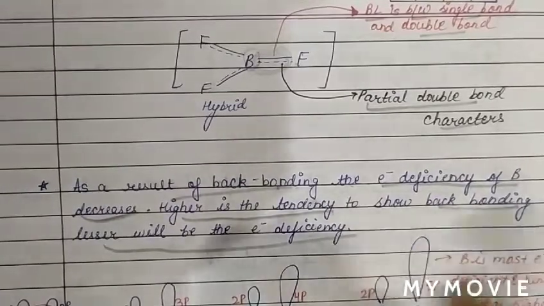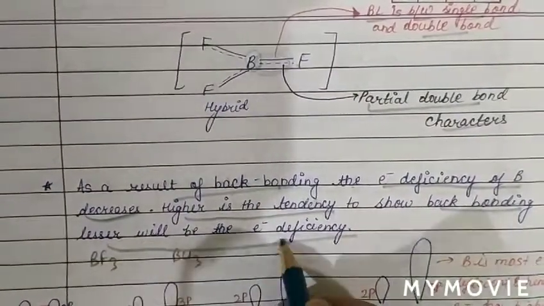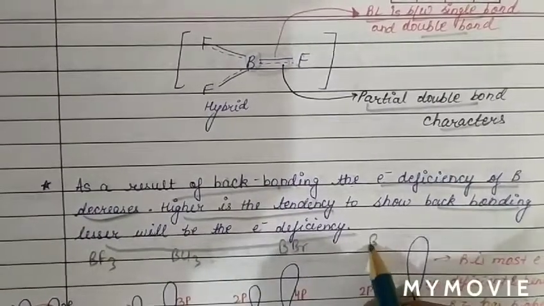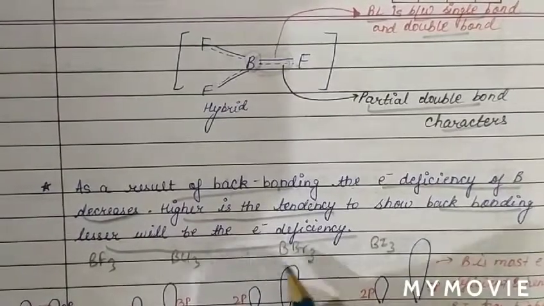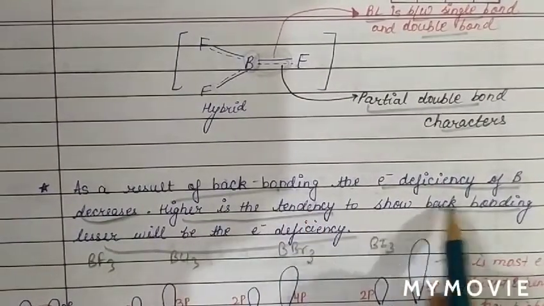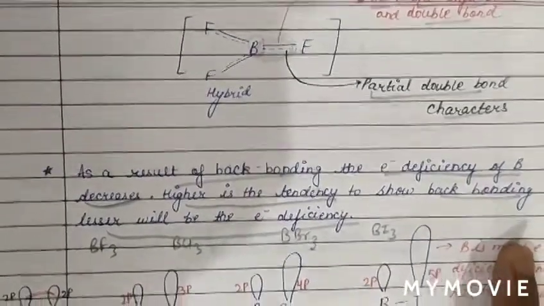Now we will discuss the Lewis acid character of BF3, BCl3, BBr3, and BI3 on the basis of back bonding. So we know that if the tendency to show back bonding is higher, the electron deficiency will be lesser.